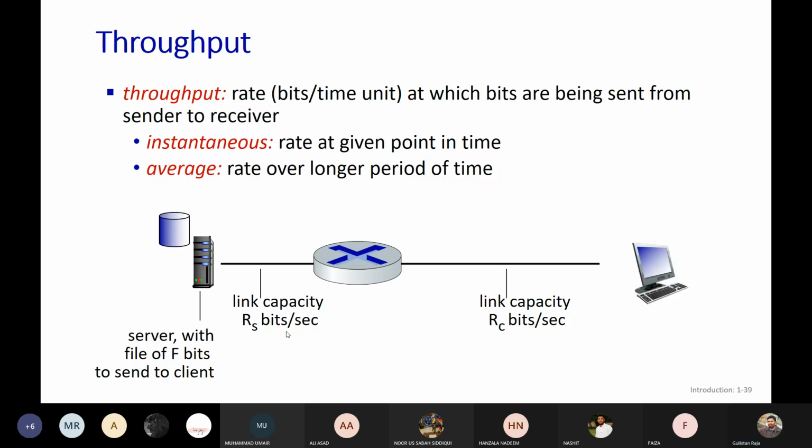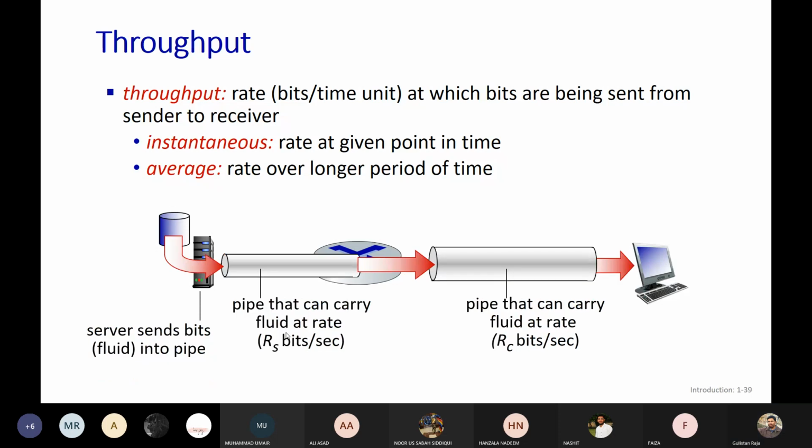What will happen? Look at this now. Suppose that these link capacities are analogous to a pipe that can carry fluid at a rate. So this Rs pipe has this capacity, and this pipe can carry Rc fluid bits per second. This pipe is wider, so it can carry more bits, right? And this one has less volume.